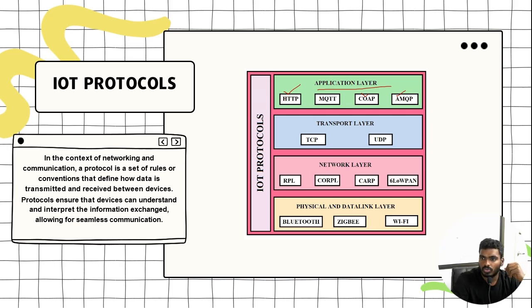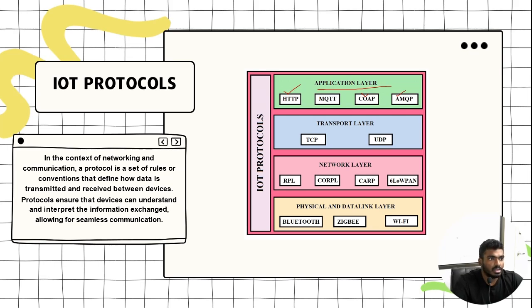And coming to CoAP, the constrained application protocol. This protocol is designed for constrained devices with limited power and resources, like IoT devices running on batteries. And the AMQP, advanced message queuing protocol, is a protocol for messaging oriented middleware. It's commonly used in systems where reliable communication between servers is crucial, such as financial systems.